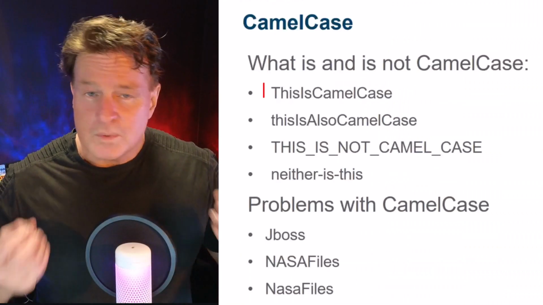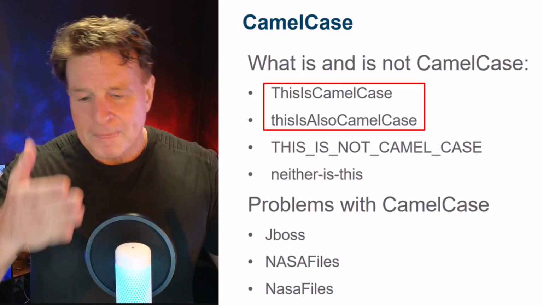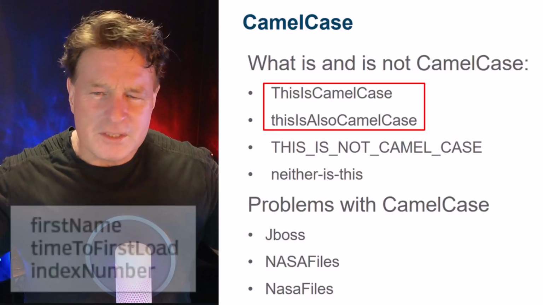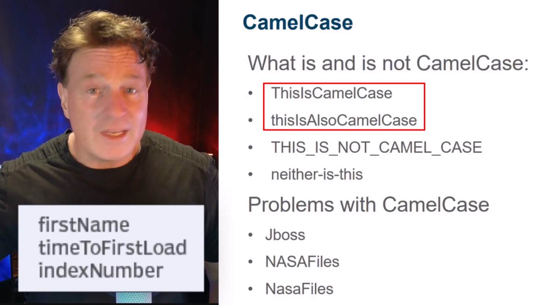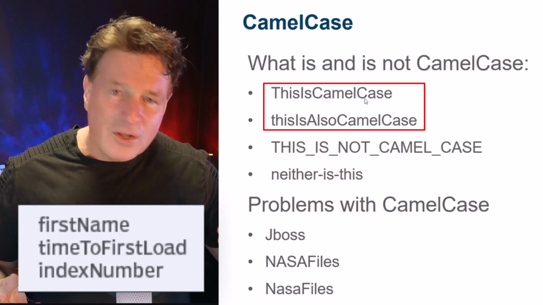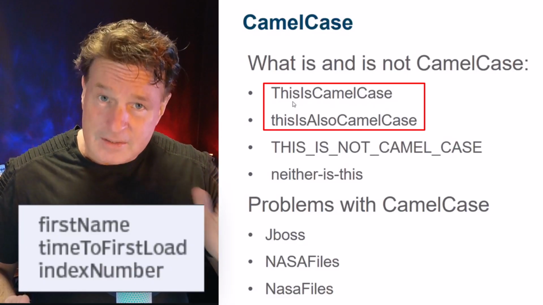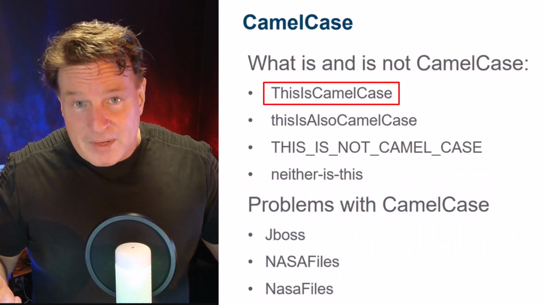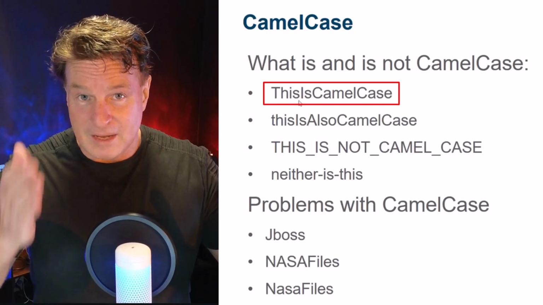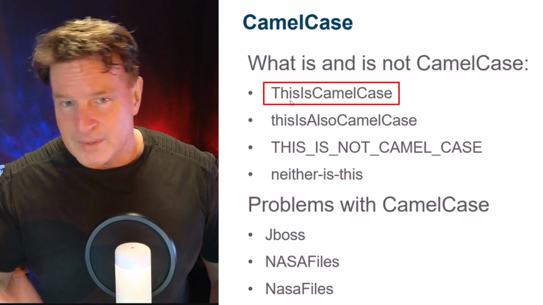The next on the list is CamelCase. With CamelCase, the first letter of the variable or the method or the function is lowercase, then the first letter in each new word is uppercase. So, for example, firstName, timeToFirstLoad, indexNumber, those would all be examples of Camel Case. Now, we specifically call that dromedary Camel Case or lower Camel Case because the first letter is a lowercase letter. There is upper Camel Case, which is essentially the same thing as Pascal Case. The first letter is uppercase, and then every subsequent first letter of every next word is uppercase as well.